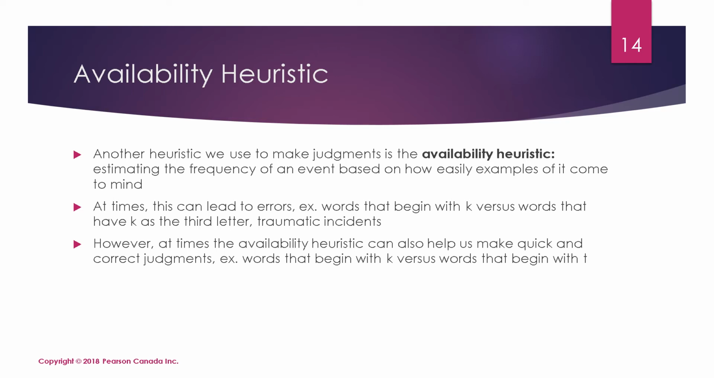However, at times the availability heuristic can help us make quick and correct judgments. So for example, if I asked you which are more frequent, words that begin with K versus words that begin with T, in that case you would probably say T, because you can probably come up with more examples of words that begin with T, and in that case you would be right. So the availability heuristic, and most of these biases, honestly, they're not always wrong. It just shows us some ways in which our reasoning can be affected.